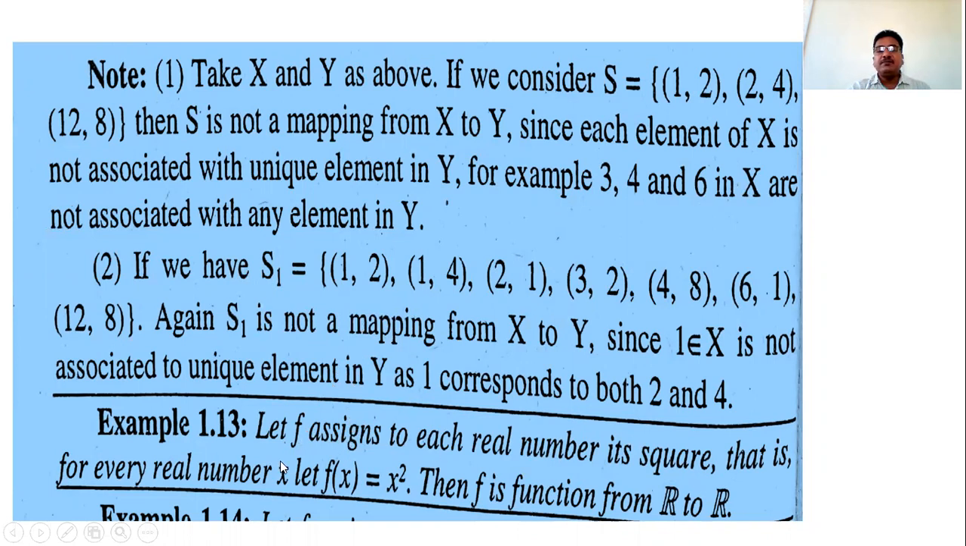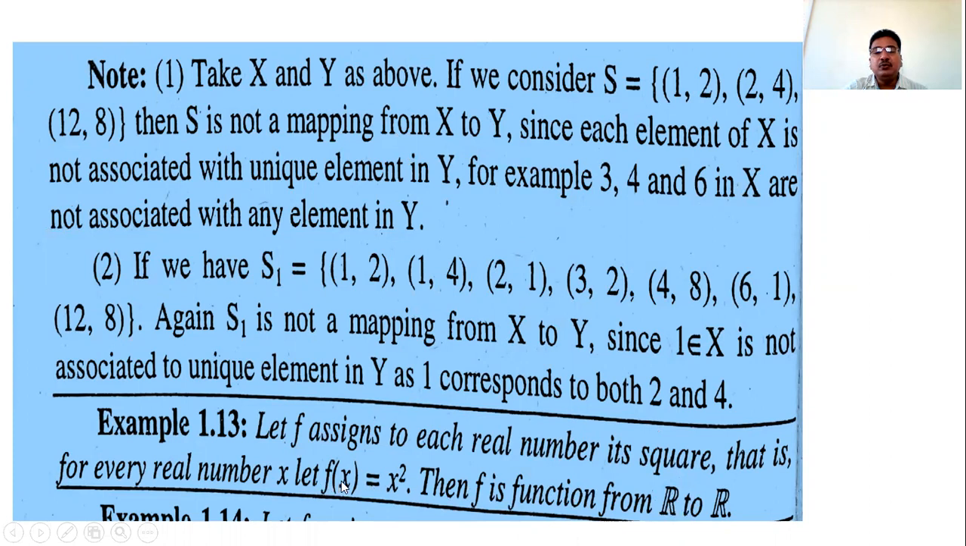Here is the function defined in the form of a formula. What is the function? It is defined as f(x) = x², and f is a function from R to R. Both the sets X and Y are denoted by capital R, that is, the set of real numbers, and this set contains infinitely many elements. Under this relation f(x) = x², what does it mean?